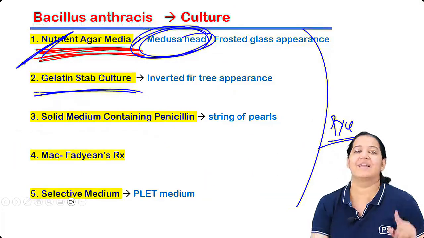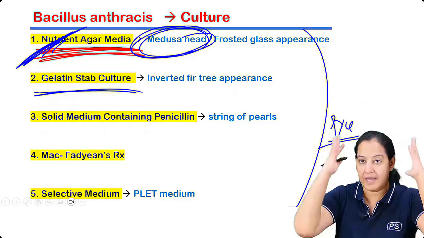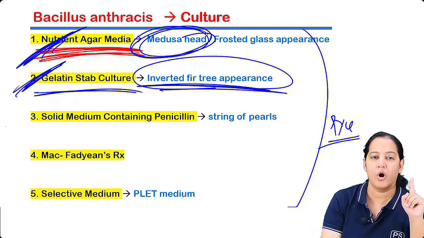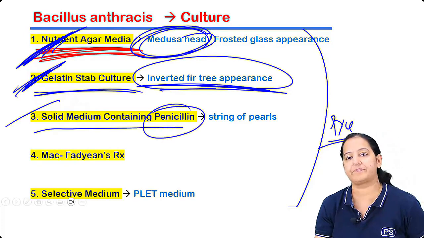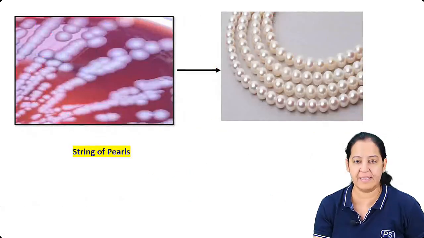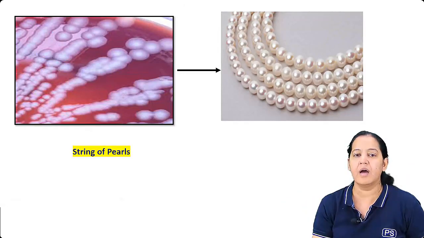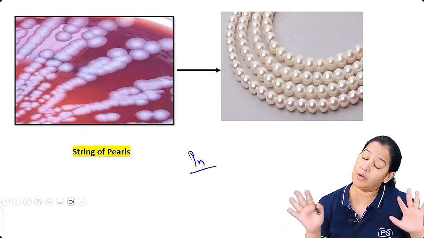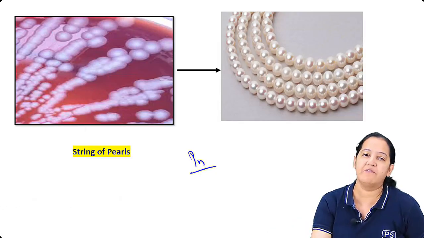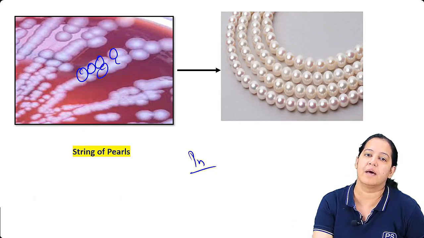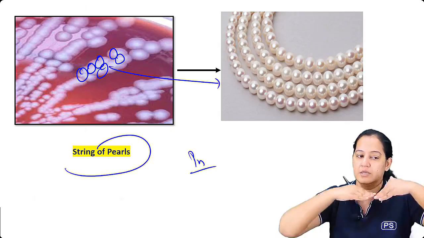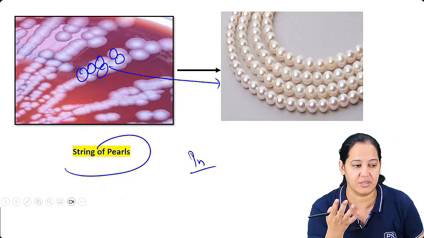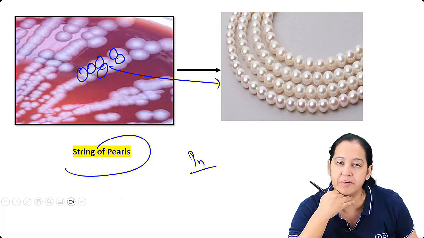So please understand. On nutrient agar, say Medusa head. On gelatin stab, say inverted fir appearance. On a solid media containing penicillin, it's string of pearl appearance. Take a solid media and add penicillin. With penicillin, all other bacteria will be killed, only this will survive. Bacillus anthracis will form colonies like pearls. String of pearls, a necklace of pearls. String of pearl appearance. Beautiful, white, pearly, shiny colony. String of pearl appearance. Okay?